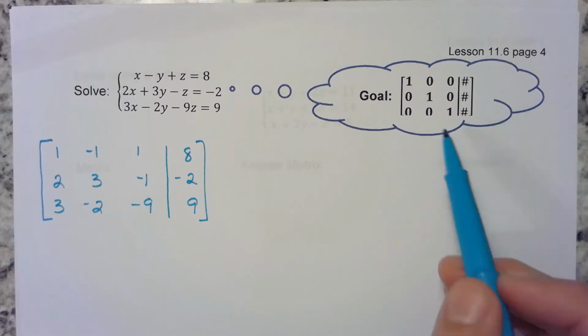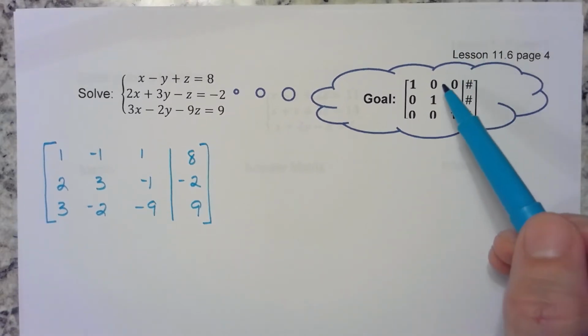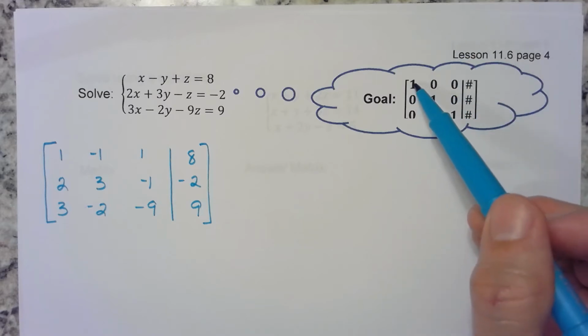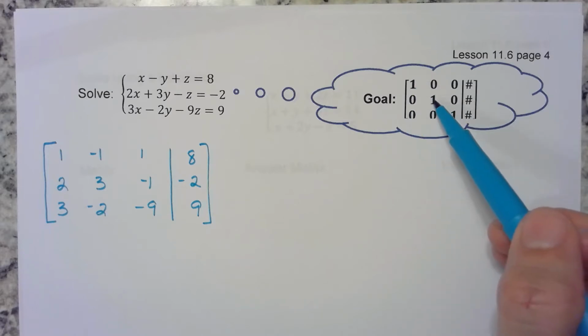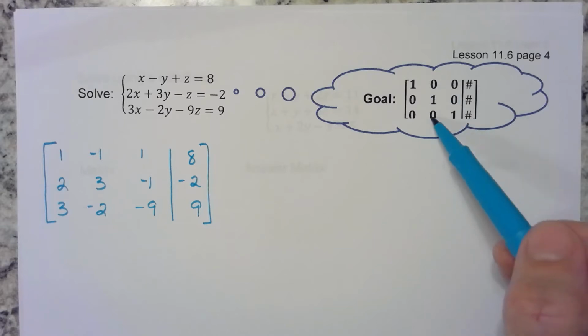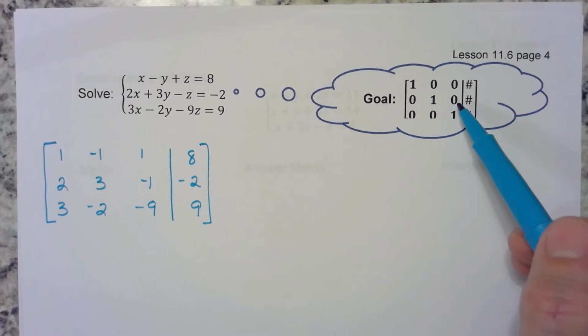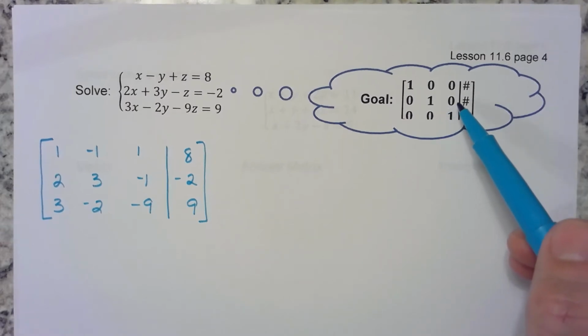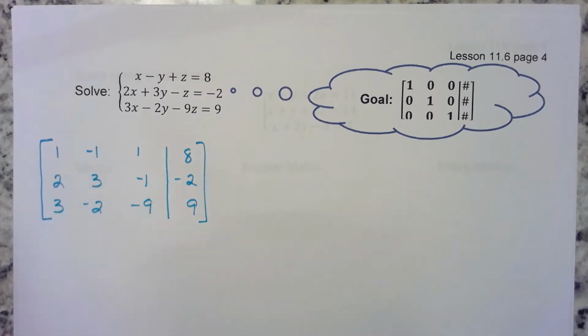So we want to get this goal over here. Now, just like with a 2 by 2, we need a very specific order. First we get the 1, then we get these zeros, both of them. Then we get this 1, then we get these zeros. Then we get this 1, then we get these zeros. It's a very organized process for ending up with this goal. Well, we already have that first 1.